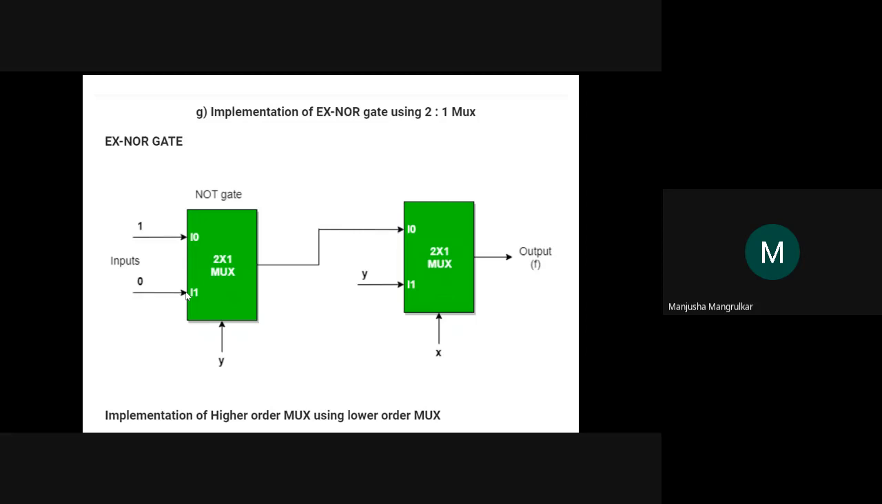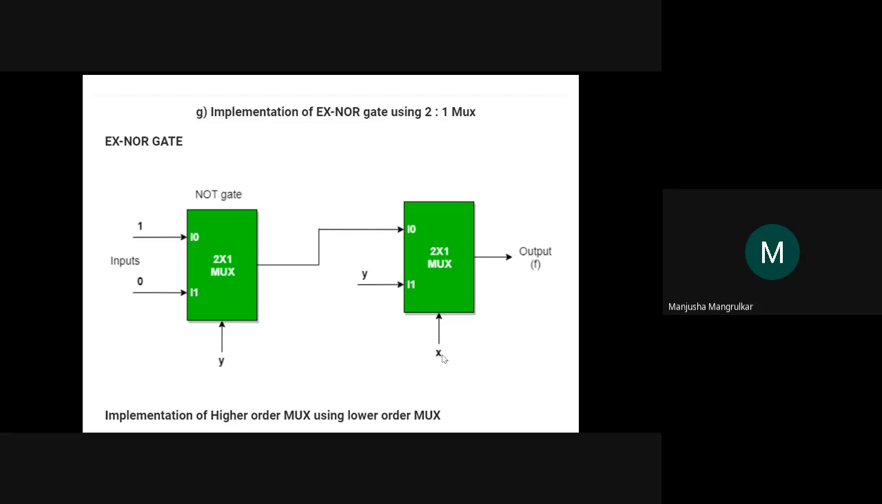Now the second one, XOR, we also get. We all are aware of the truth table of XOR and XNOR gates. XNOR is just the reverse of the XOR gate. The output is 1 when both the inputs are the same. Suppose these are Y and X, and X is 0, Y is 0. What will be the answer?